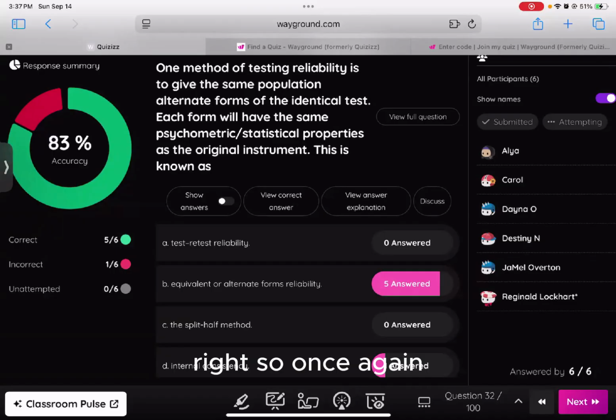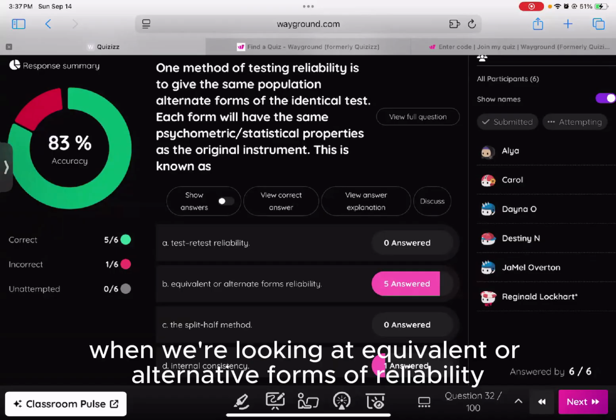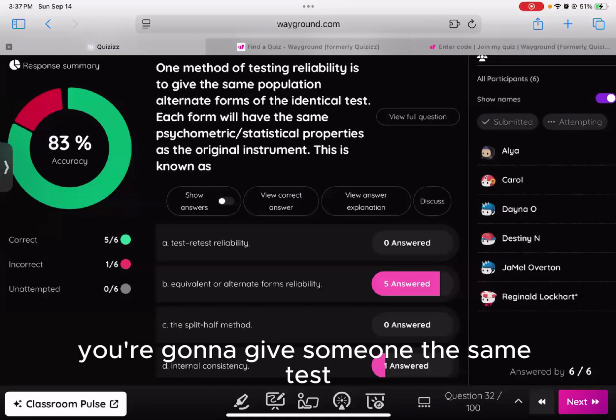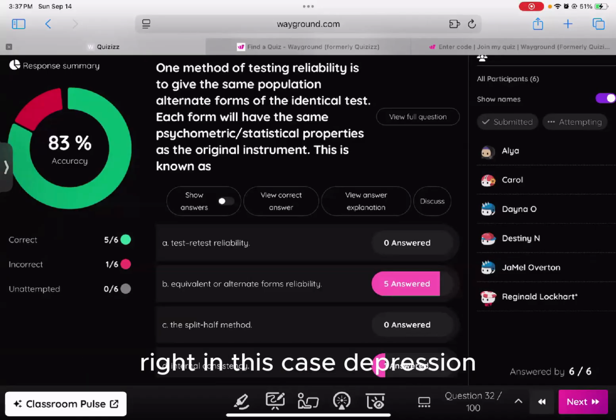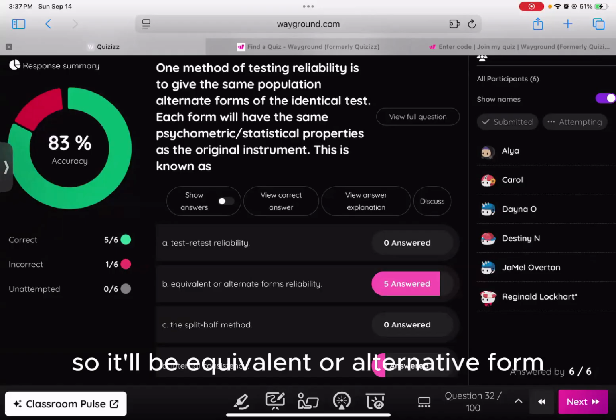So once again, when we're looking at equivalent or alternative forms of reliability, you're going to give someone two different tests that measure the same construct, right? In this case, depression. So it'll be equivalent or alternative form.